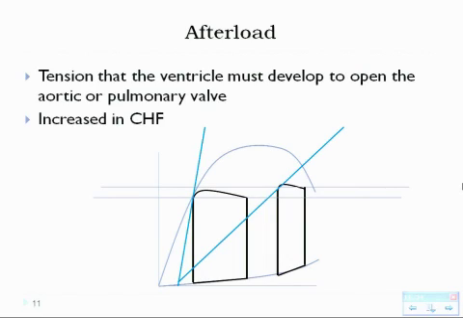So afterload is one of those things that you really want to diminish as much as possible with congestive heart failure. The actual treatment plan usually is to put these people on ACE inhibitors and drop their systolic pressure to around 100, so you diminish that afterload effect as much as possible.